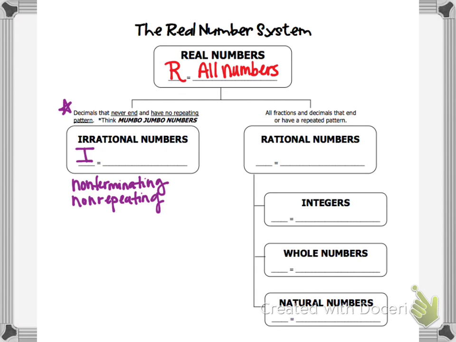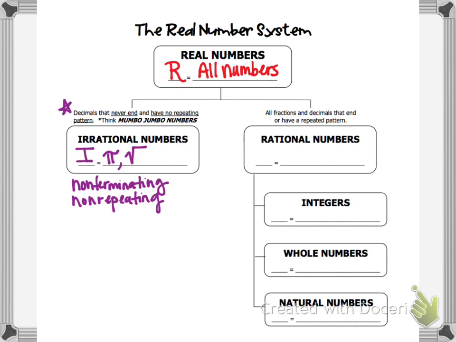So I means irrational. Some examples of irrational numbers are pi. If you do that on your calculator, it's 3.14159, blah, blah, blah. It keeps going forever, so it never ends, and it never repeats. The pattern is never the same in pi. Okay, so any form of pi is going to be irrational.